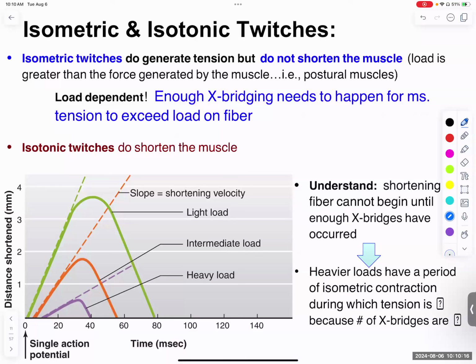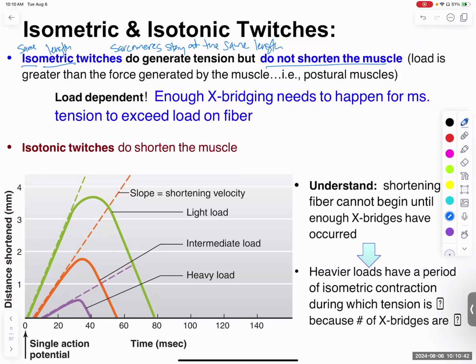So let's talk about twitches. There's something called isometric. Iso means same, and metric means length. So an isometric twitch or contraction, the muscle fiber or the sarcomere stays the same length. Sarcomeres stay at the same length.